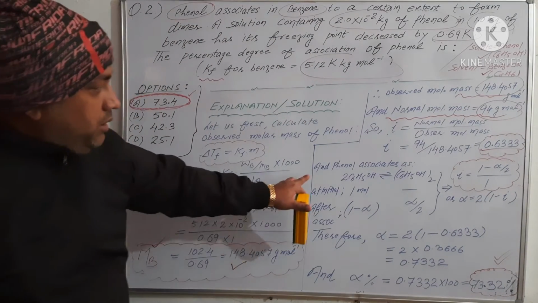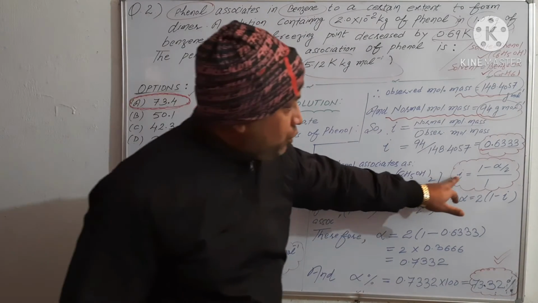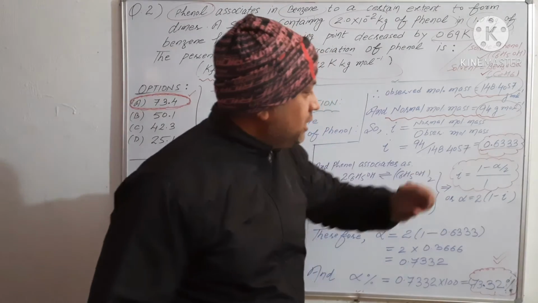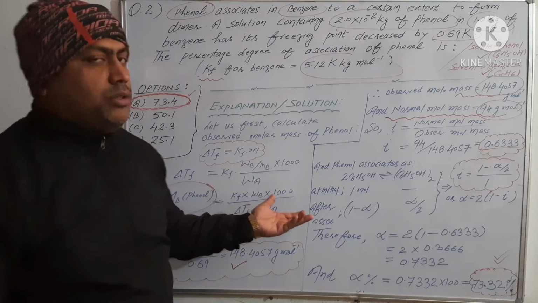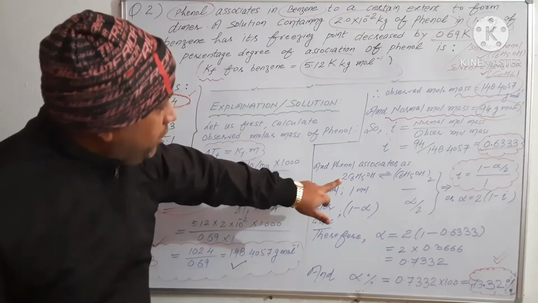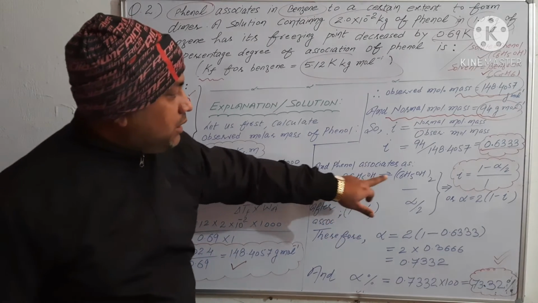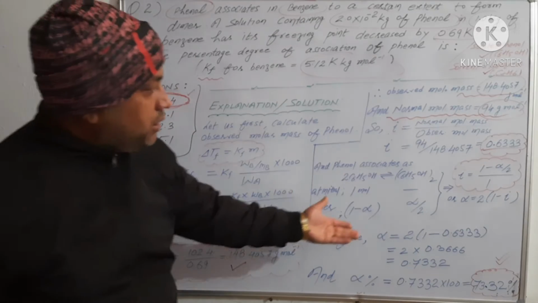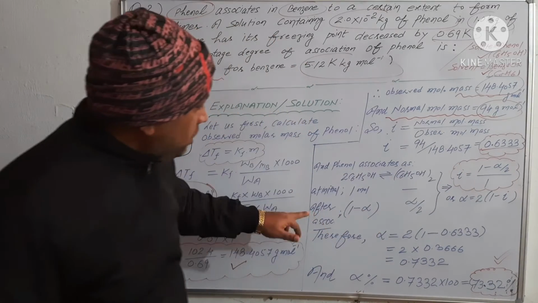0.6333, and we also know i is equal to 1 minus alpha by 2, divided by 1. Here alpha is the degree of association, and when phenol dimerizes, it gives a single molecule like this. So we find how the relation comes.